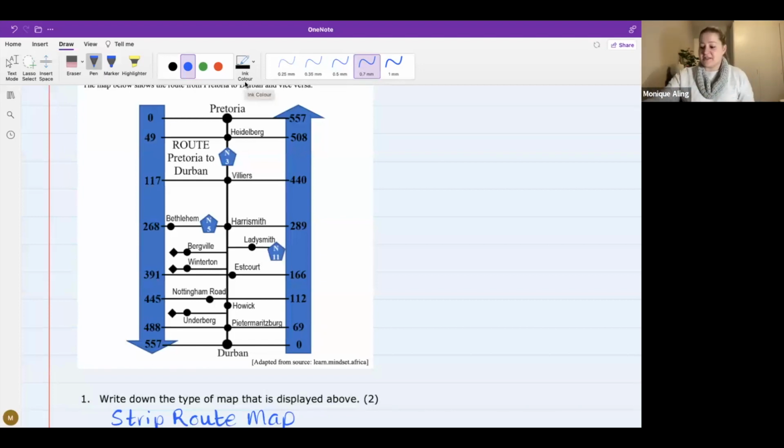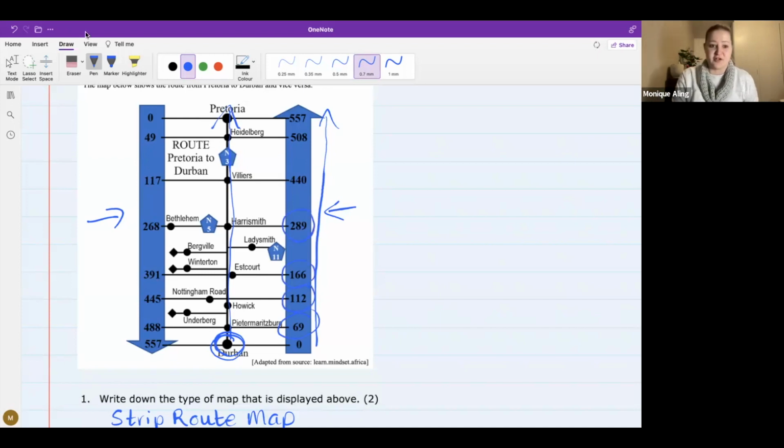Okay, so just a quick rundown on how strip route maps work, because it's a very different type of map. Each side of the map gives you distances. So if we need to follow the arrow, as you can see on the side, the arrow is going up. That means from Durban all the way up to Pretoria, the distances on the right-hand side are the ones that we need to be focused on.